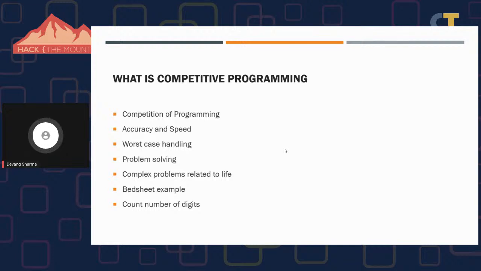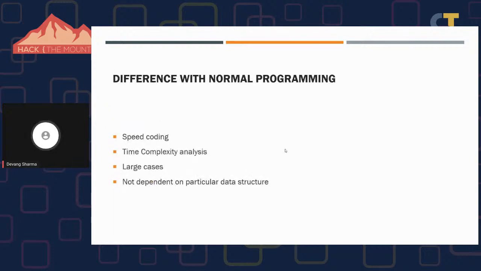You are not more accurate. You have almost the same accuracy because both are correct. So you are quicker with the same thing. So that's what competitive programming is. It judges you on the basis of how quickly and how accurately, correctly, you can solve these problems. So as I told you, that is the difference from normal programming as well.